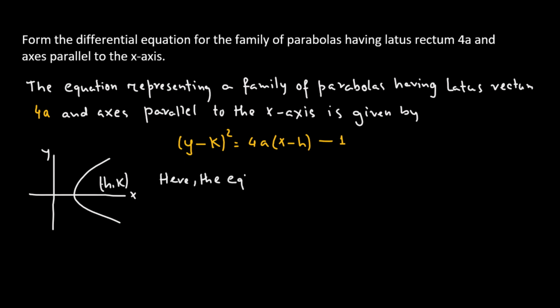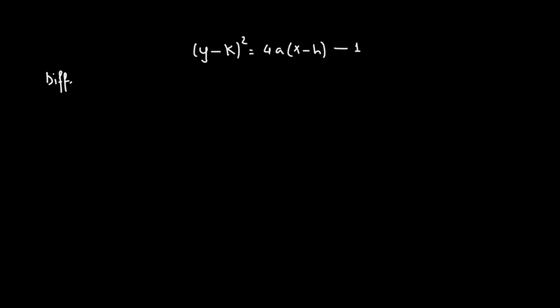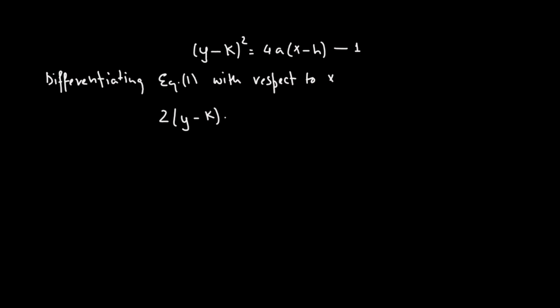Here the equation contains two parameters h and k, so we shall differentiate it twice to obtain a second order differential equation. Differentiating equation number 1 with respect to x, we obtain 2 times y minus k times the differentiation of y minus k, which gives us y prime, where y prime equals the derivative of y with respect to x, equals 4a. Solving for y minus k, we obtain 2a divided by y prime, and let this be equation number 2.